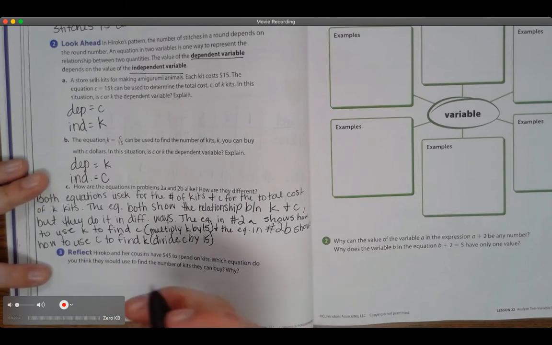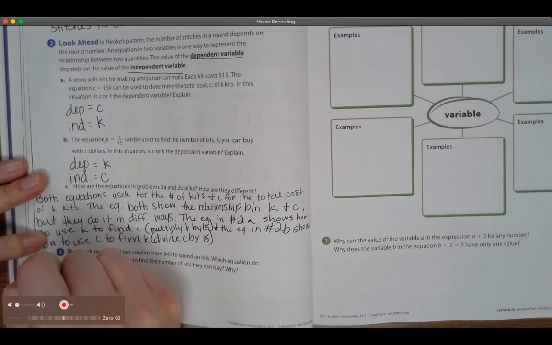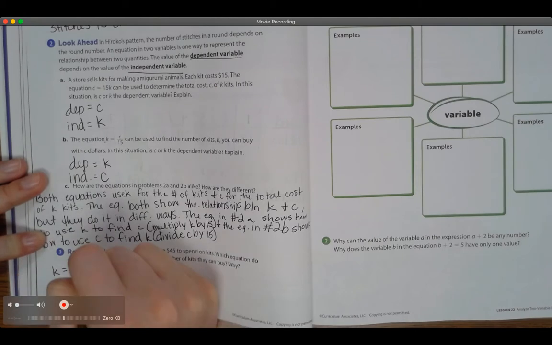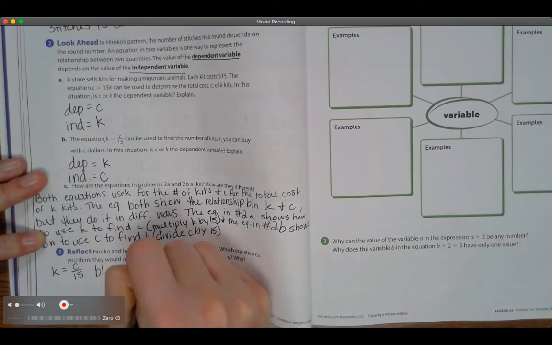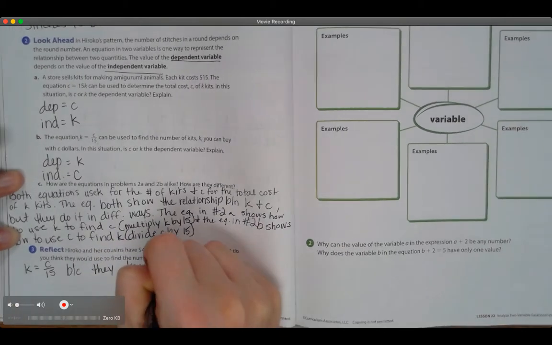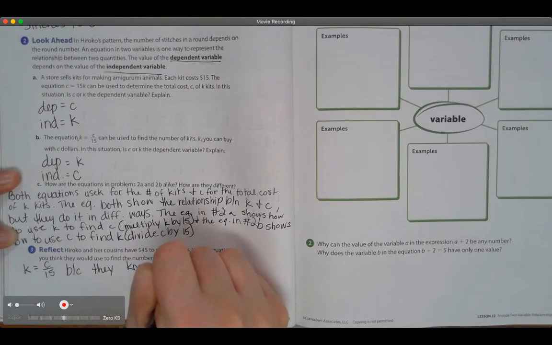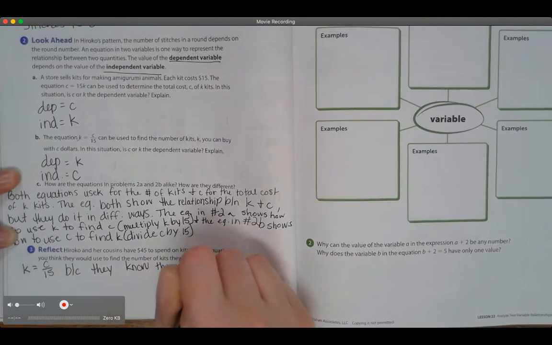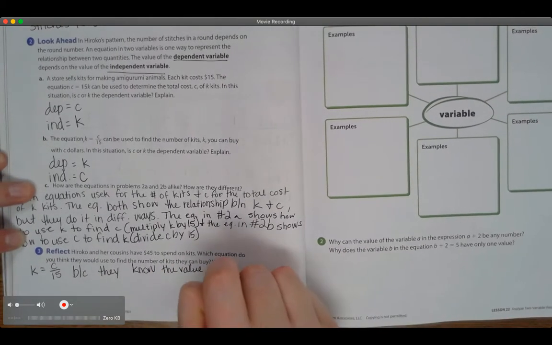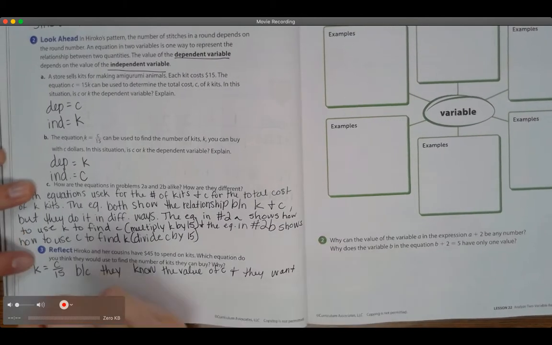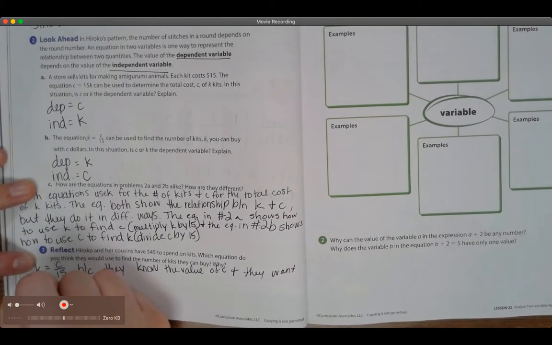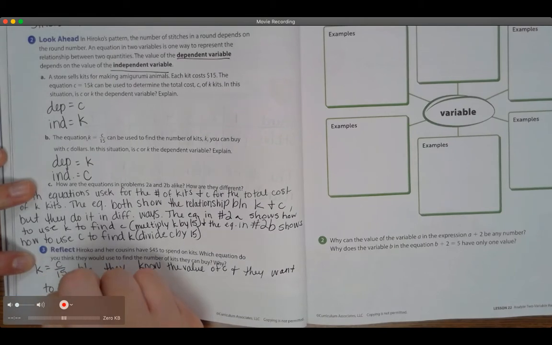So we would say K equals C over 15 because they know the value of C and they want to find the value of K.